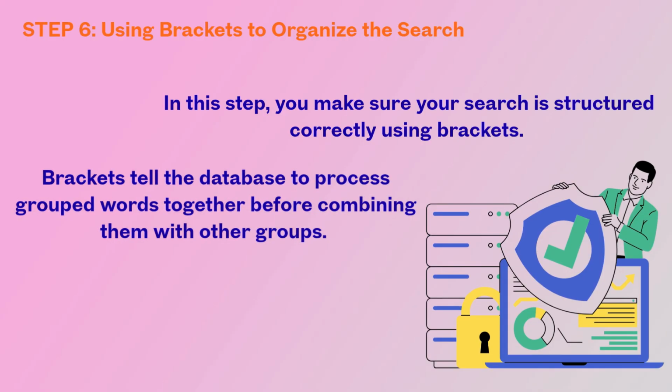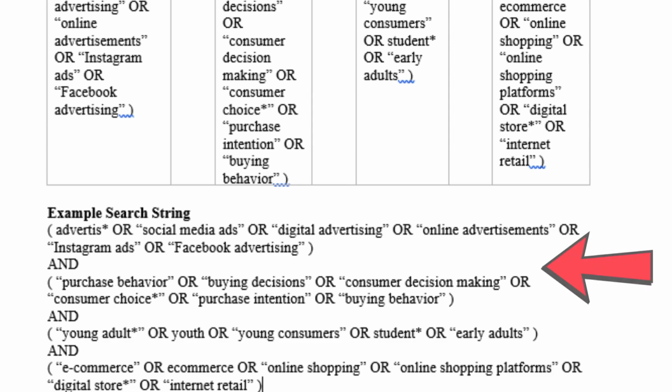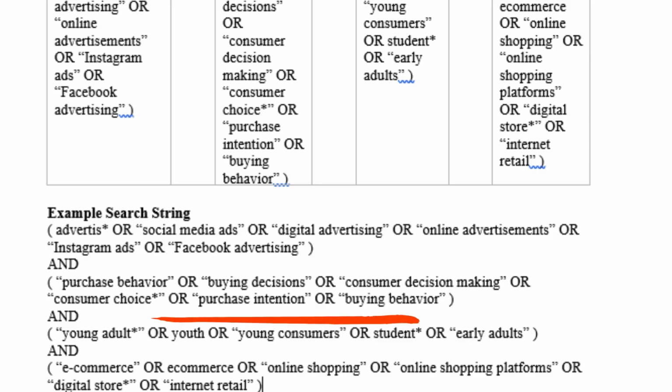Brackets tell the database to process grouped words together before combining them with other groups. Without brackets, the database may mix terms incorrectly. You place brackets around each concept group. For example, you can see this as an example. This ensures that all advertising-related words are handled together first, and then combined with buying-related terms. You do not skip brackets because they control the logic of your search.